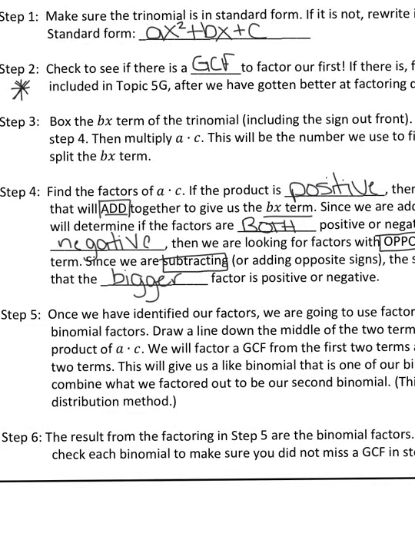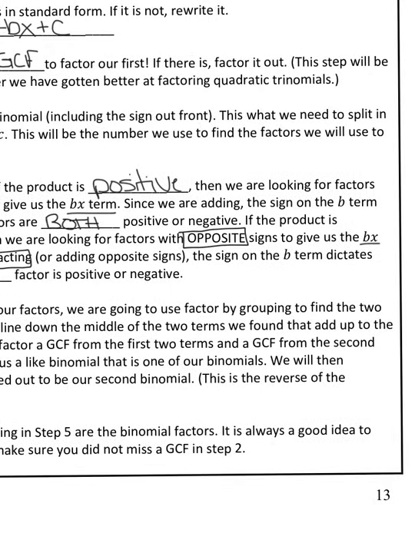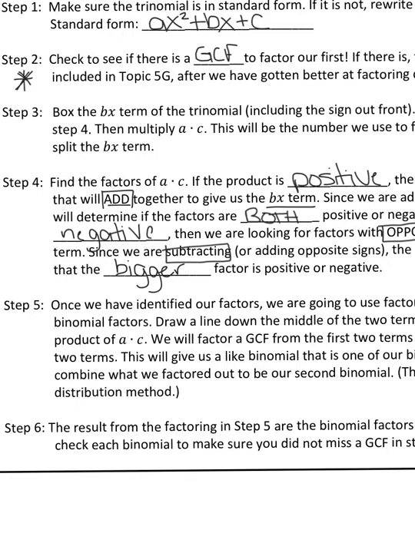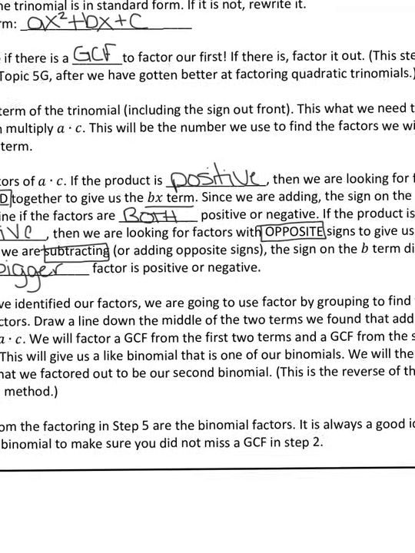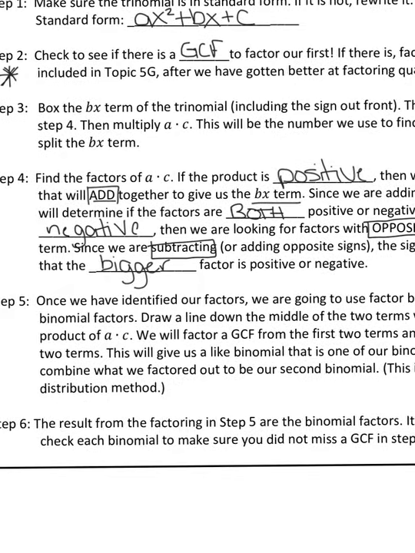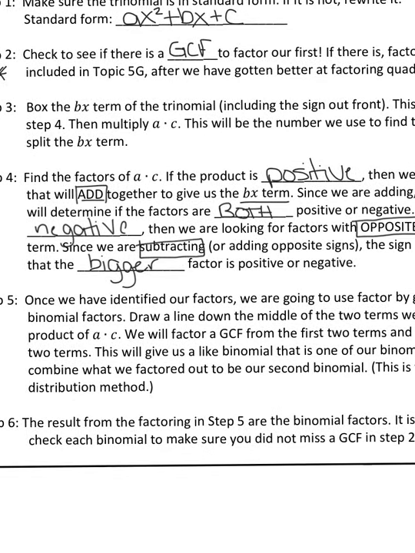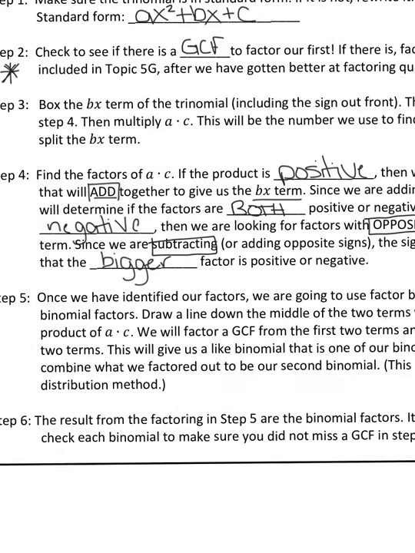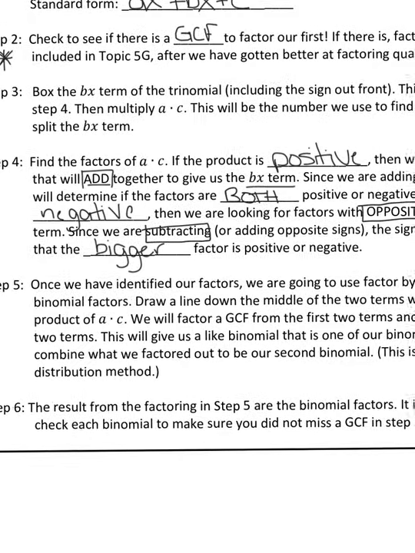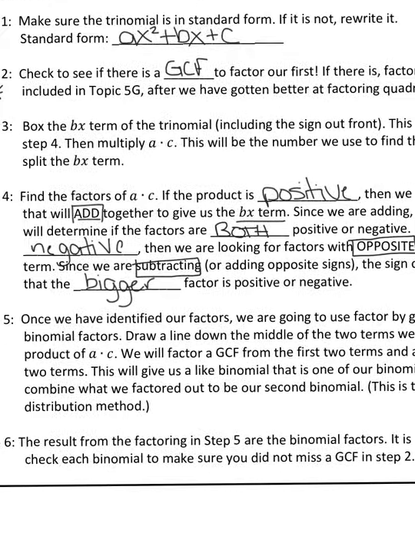All right, so once we have identified our factors down here in step 5, we are going to factor by grouping to find the two binomial factors. So to do this, I want us all to draw a line down the middle of the two terms that we found that add up to the product of AC. We will then factor the GCF from the first two terms and factor a different GCF from the second two terms, right? So the line down the middle is going to separate us into two small binomials that need to be factored. This will give us a like binomial that is one of our binomials. We will then combine that together. So I'll show you how that all works.